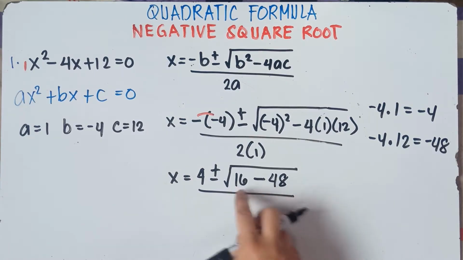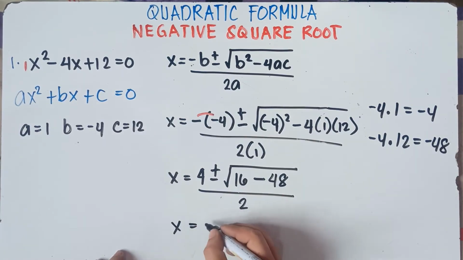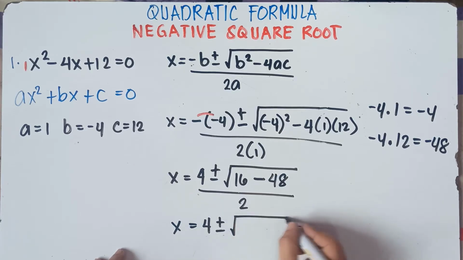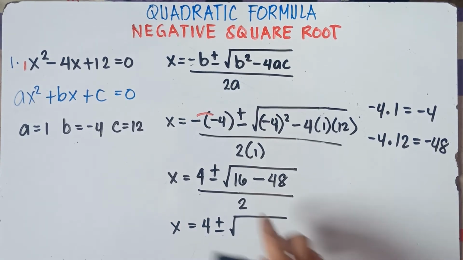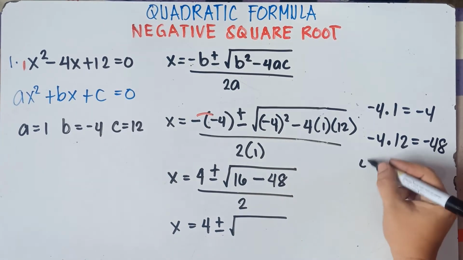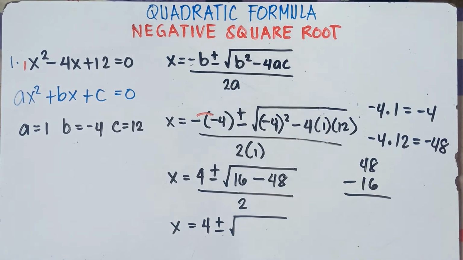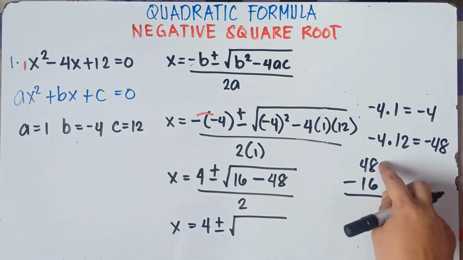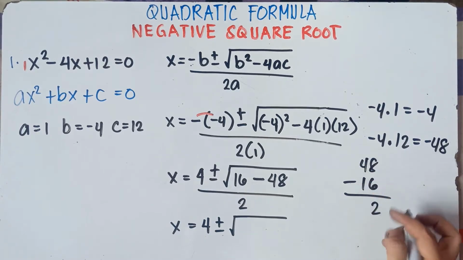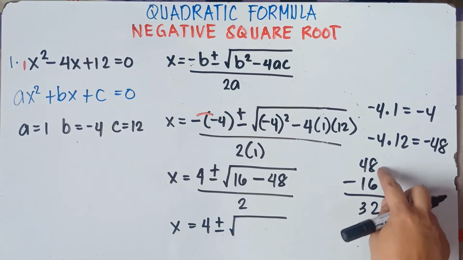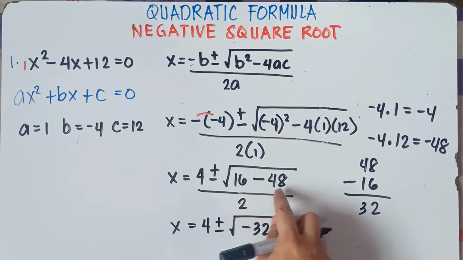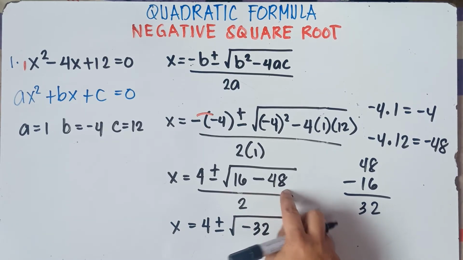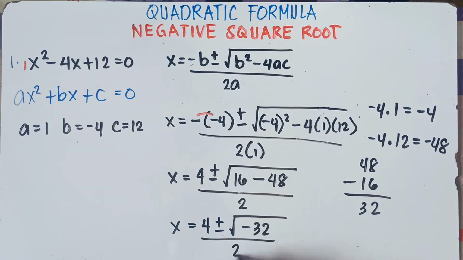And then you simplify inside this radical symbol. So copy x equals 4 plus or minus the square root of 16 minus 48. If the signs are not the same, you subtract and then copy the sign of the larger number. 48 minus 16: 8 minus 6 is 2, 4 minus 1 is 3. Now 48 is greater than 16, so we have negative 32. Once again, unlike signs, negative 48 and positive 16, you subtract, then copy the sign of the larger number. So we have negative 32 all over 2.